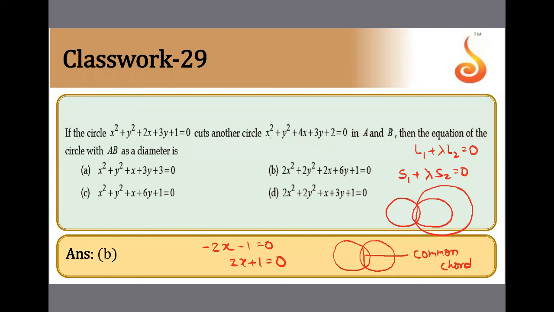What is it saying? This common chord AB is the diameter of the circle. So AB is a diameter they gave. Clear? Now S1 plus lambda times S2.